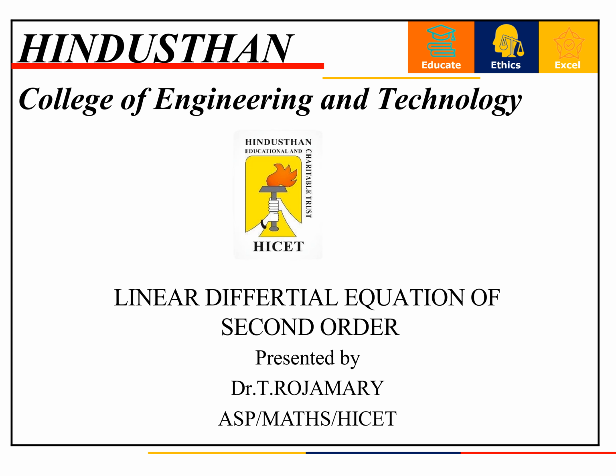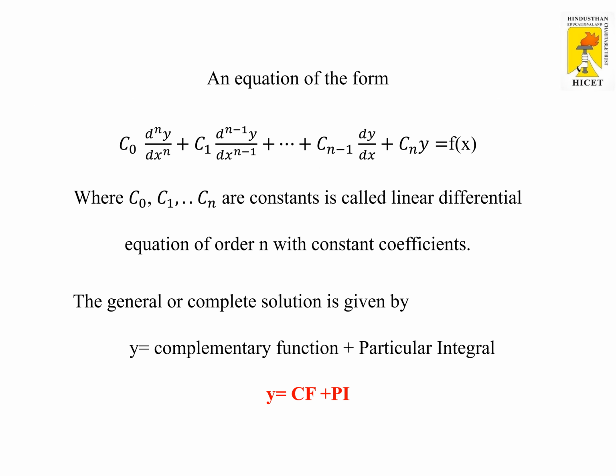In this video, we are going to see the solution for a linear differential equation of second order. The linear differential equation of nth order with constant coefficients is in the form of C0 d^n y by dx^n plus C1 d^(n-1) y by dx^(n-1) plus etc., plus C(n-1) dy by dx plus Cn y equal to f of x, where C0, C1, etc.